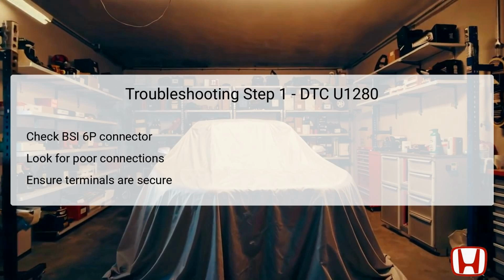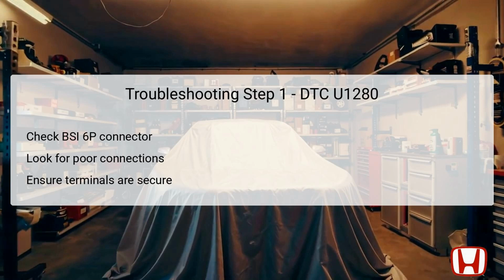The first step in troubleshooting the DTC U1280 involves inspecting the BSI radar unit's 6P connector. This connector is essential because it serves as the point of connection between the radar unit and the vehicle's electrical systems. Checking for poor connections or loose terminals is crucial at this stage. If the connector isn't securely fastened, or if corrosion is present, it can easily lead to communication errors. The aim is to ensure that the connection is clean and tight, facilitating smooth communication.